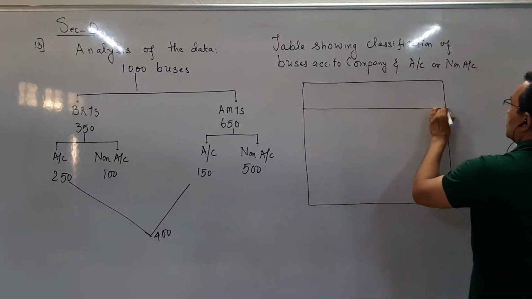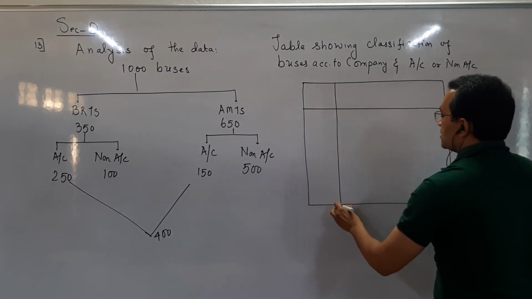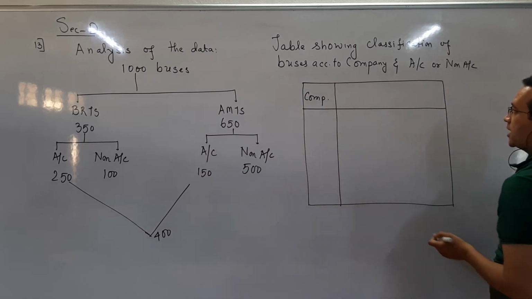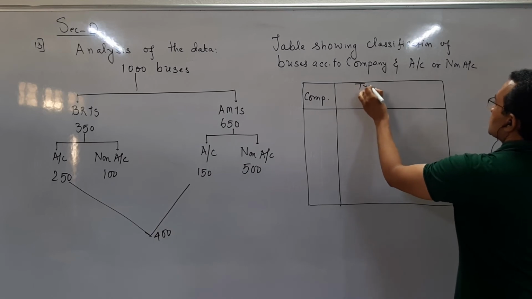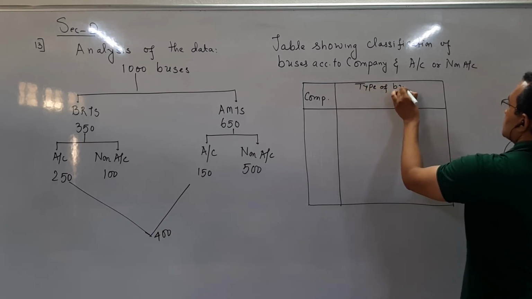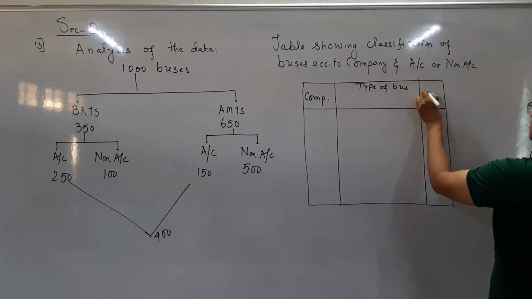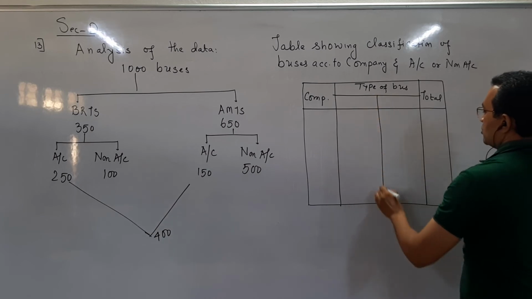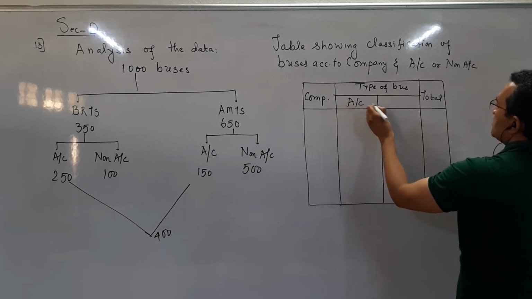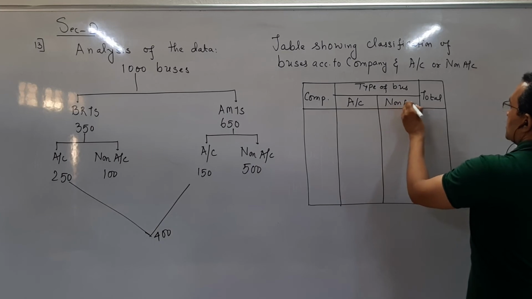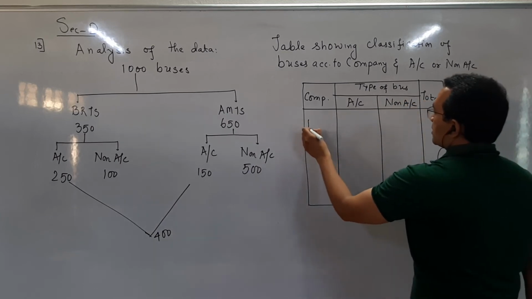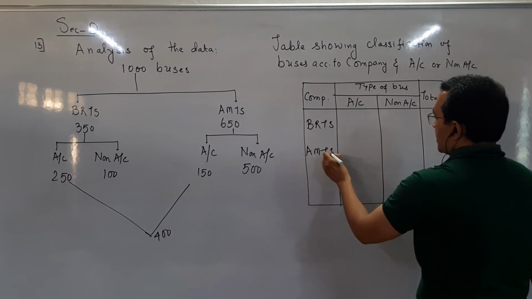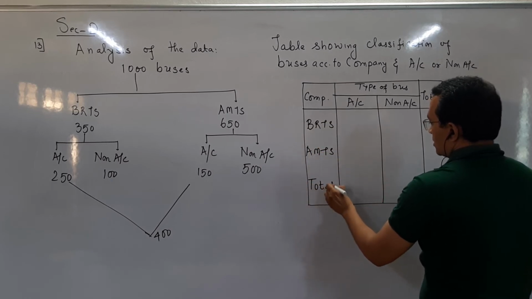The first column will be company, then type of bus, then total. In type of bus, we have two types of bus. One is air-conditioned AC bus, and the other is non-AC bus. Here BRTS and AMTS and total.